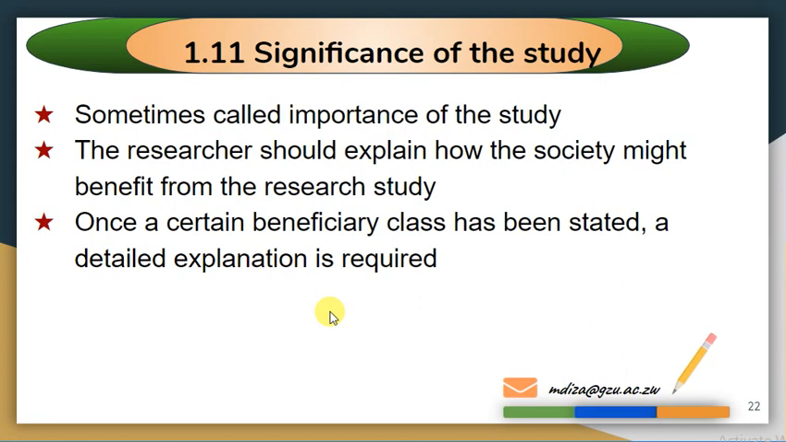Significance of the study is sometimes called importance of the study. The researcher should explain how the society might benefit from the research study. Once a certain class of beneficiaries is selected, one should go ahead and explain how that class or that group of beneficiaries is likely to find the research more interesting.